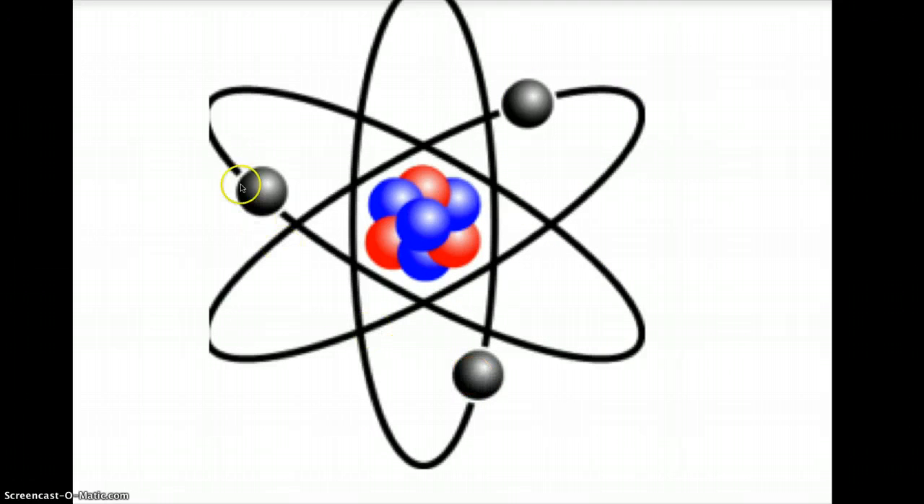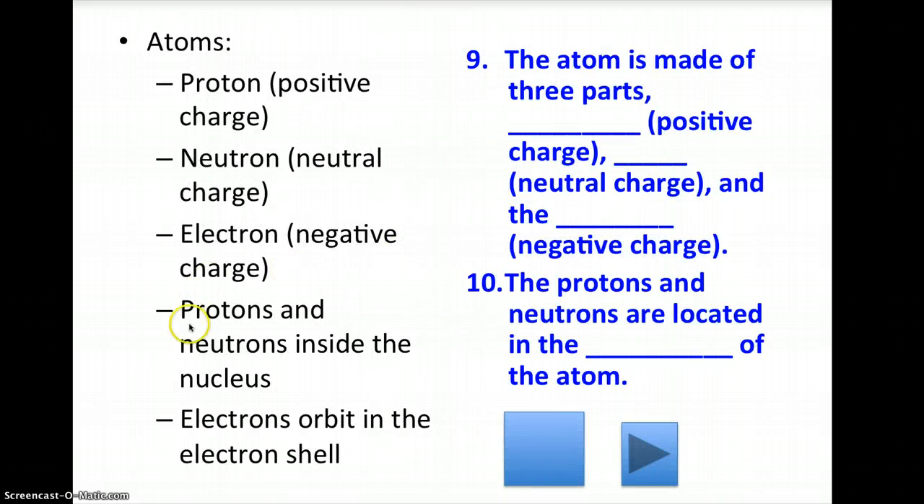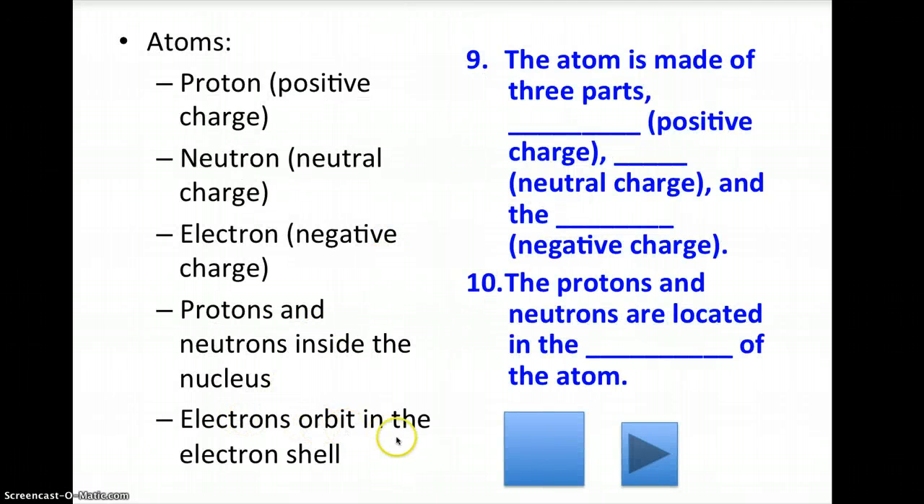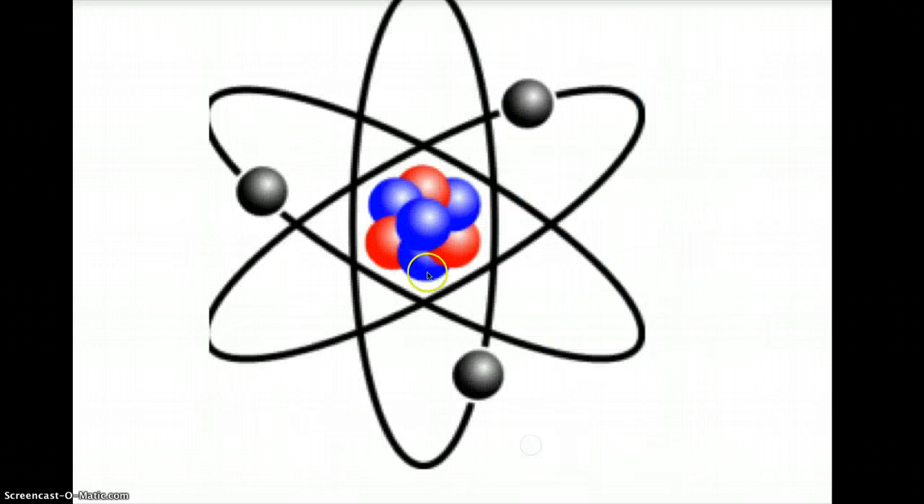We have the electrons, which are going to be in these electron shells, and you have protons and neutrons in the nucleus. So protons and neutrons are inside the nucleus, right here. Electrons orbit in the electron shell. So here are the electrons orbiting around. Okay? They move really fast around the outside of the nucleus.